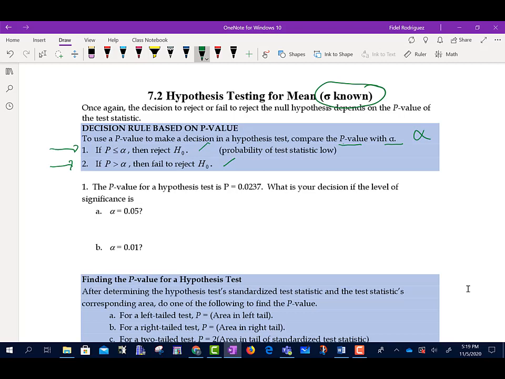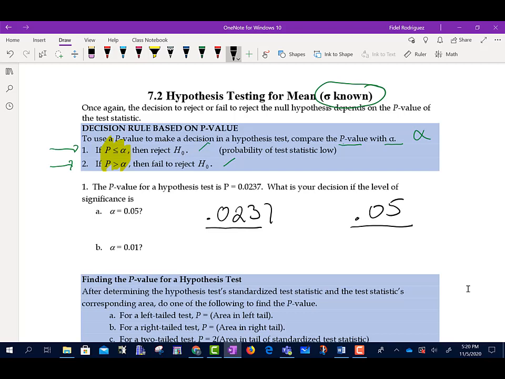Okay, so here's the first problem. It says the p-value for a hypothesis test is p equals 0.0237. What is your decision if the level of significance is A, and it says alpha is 0.05? Notice what we're trying to do here. We're going to do a comparison between p and alpha. So for part A, I'm going to write p, which is 0.0237, and then I'm going to write alpha over here, which is 0.05. And I want to know, is this number smaller or equal to, or is it bigger than this one?